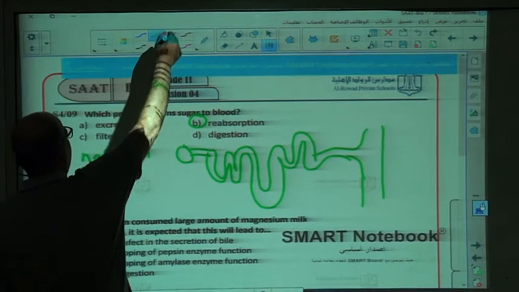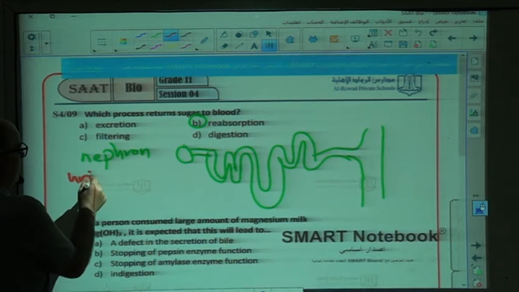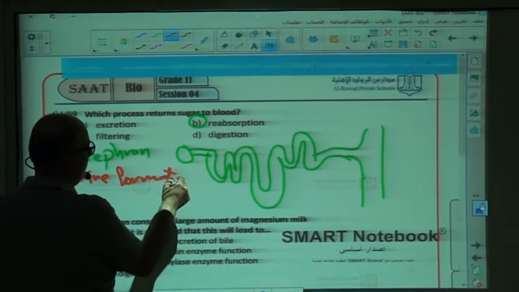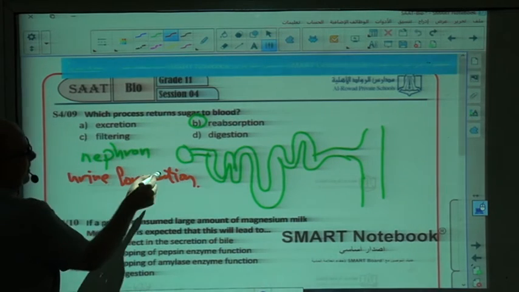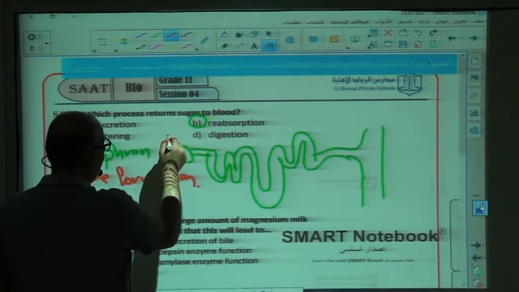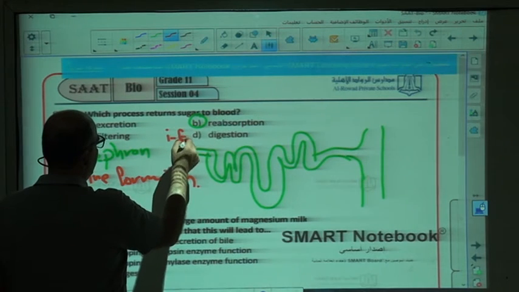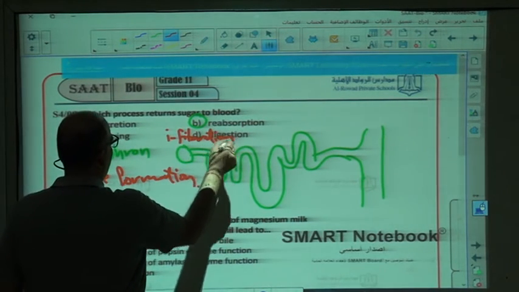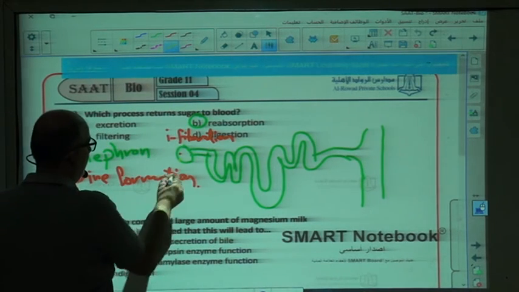Guys, the first step in the urine formation is the filtration. Here we have the first step, filtration. It occurs here in the Bowman capsule.